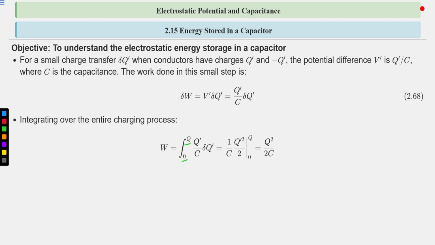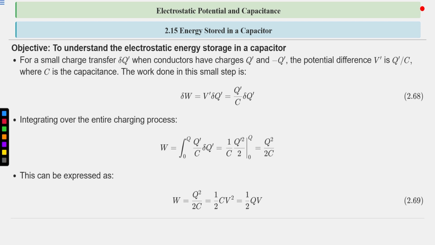Okay, so integrate it. This C comes out as it is constant. The integration gives Q squared by 2, with limits from 0 to Q. So after putting limits, the work done is equal to Q squared upon 2C. This can be expressed as Q²/2C.